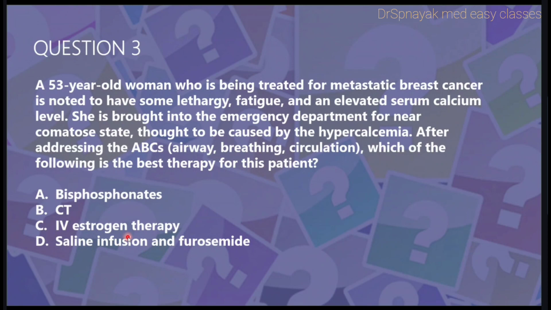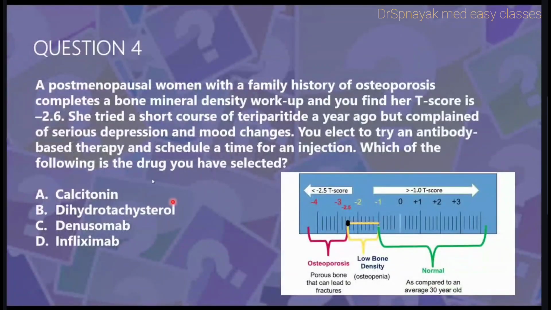IV estrogen therapy is not preferred since the patient is already suffering from breast cancer, and estrogen is known to aggravate breast cancer in certain cases, especially if it is estrogen sensitive breast cancer. So IV estrogen therapy would not be a good choice. For acute onset, furosemide or loop diuretics are the preferred drugs. Let's move on to the next question.